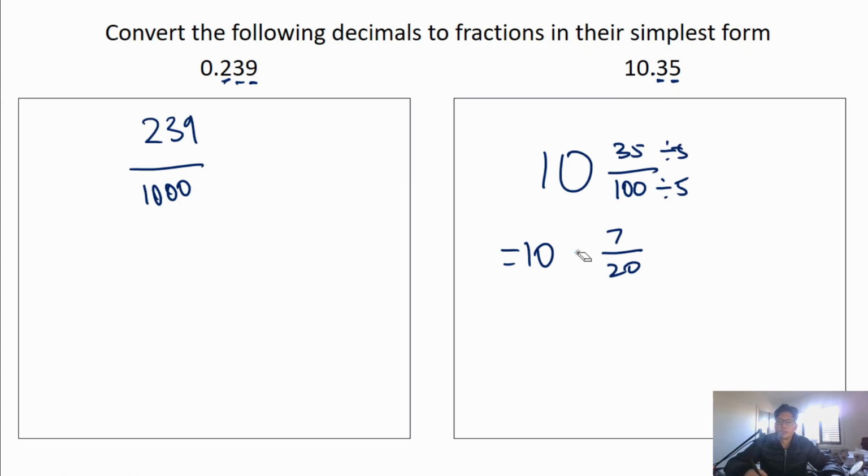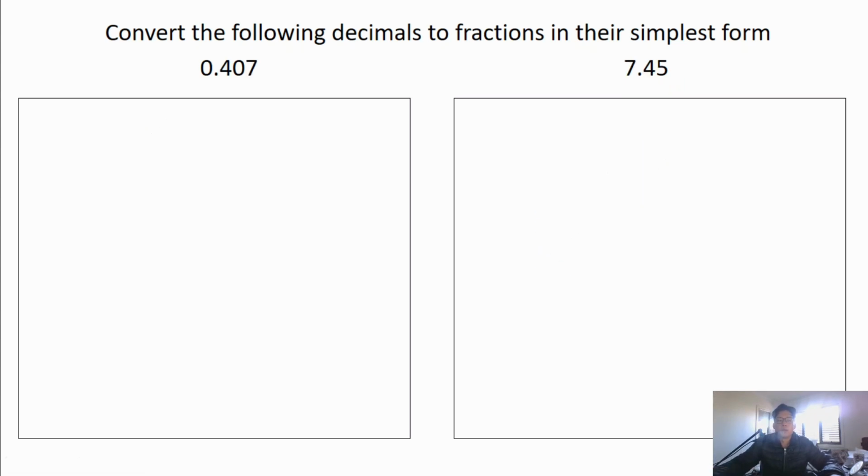I'll just take that equal sign out here. So our answer will be, I'll just make it look a bit nicer, 10 and 7 over 20. Now same deal. Let's pause the video here and have a go at these questions yourself. Just unpause it when you're ready to go through them.